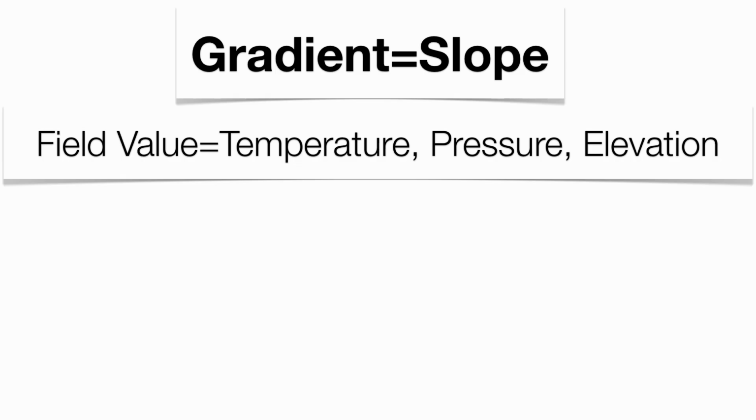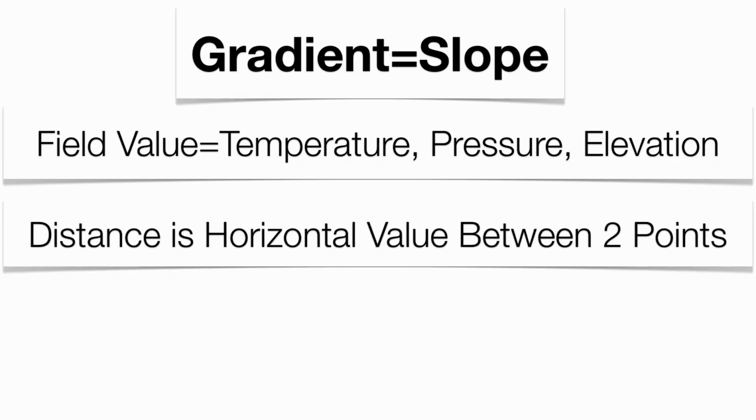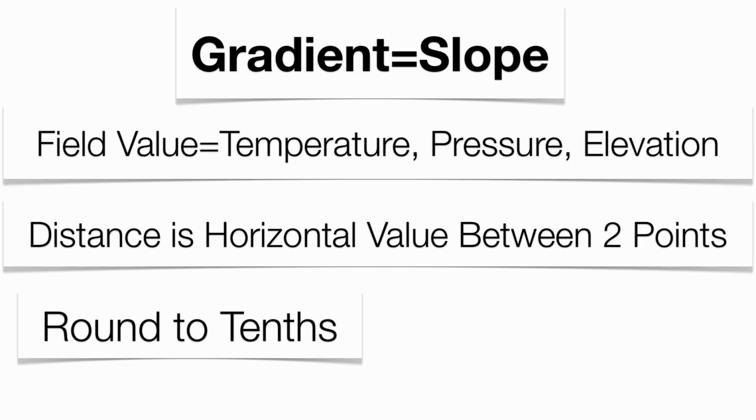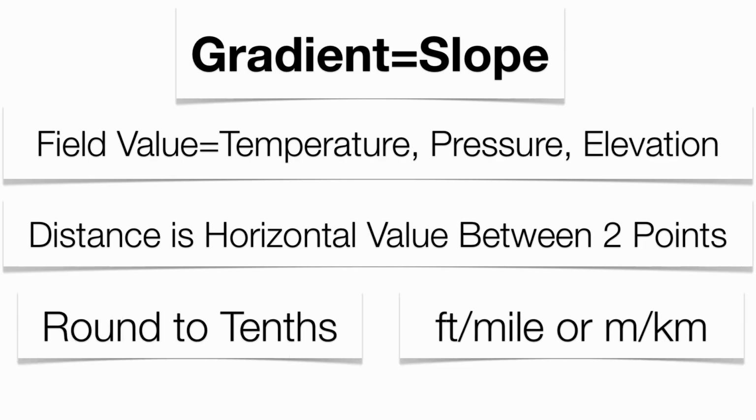But if you notice here, field values is not only for elevation, you can also do it for anything that's a measurable quantity, like temperature, pressure, just to give you a couple examples there. The distance is going to be the horizontal value between the 2 points, so you subtract the field values, and you divide by the horizontal distance between them. It's very important for you to round to the tenths, and a very common gradient or slope unit is going to be feet per mile or meters per kilometer. So those are going to be very important.